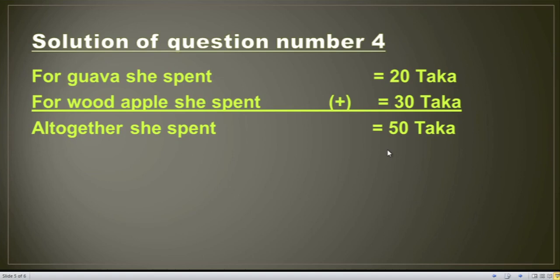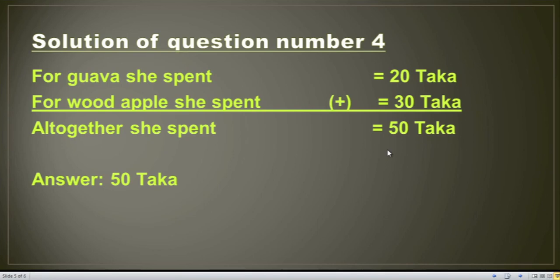And that is the process of solving any type of question. So finally we should write an answer, and the answer will be: answer is equal to 50 taka. So dear students, I hope you all understand question number 4, and now we will try to solve question number 5.